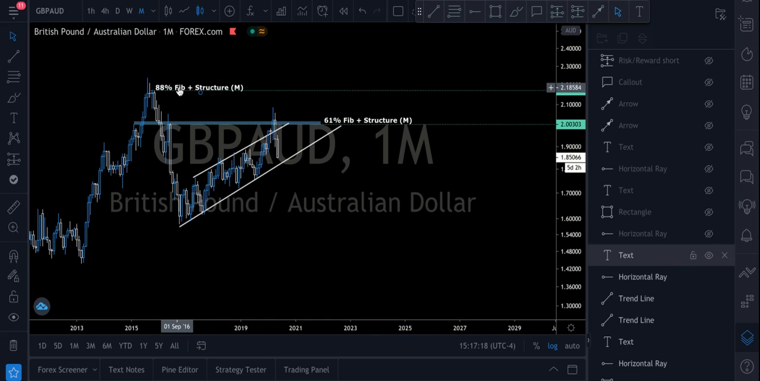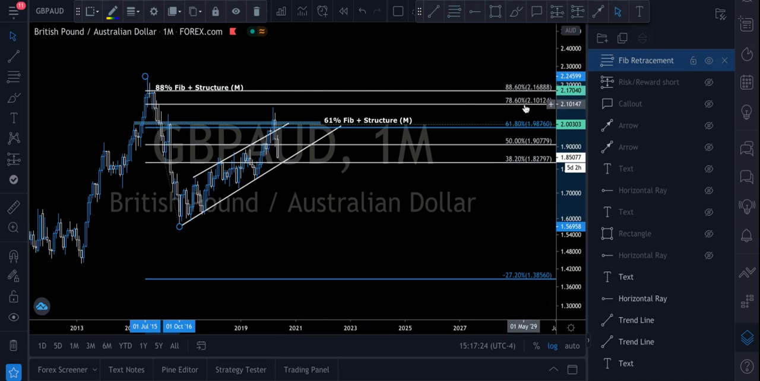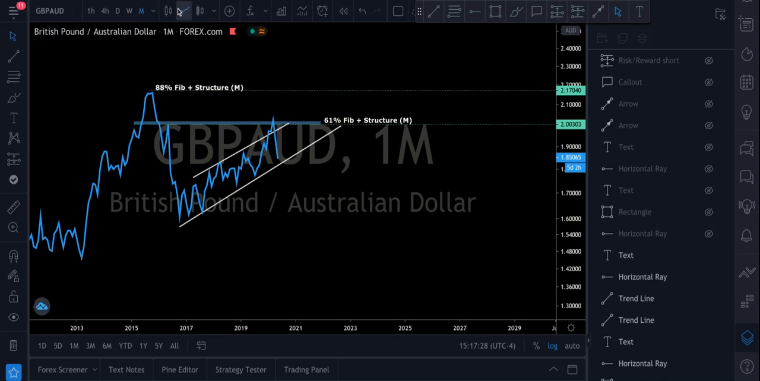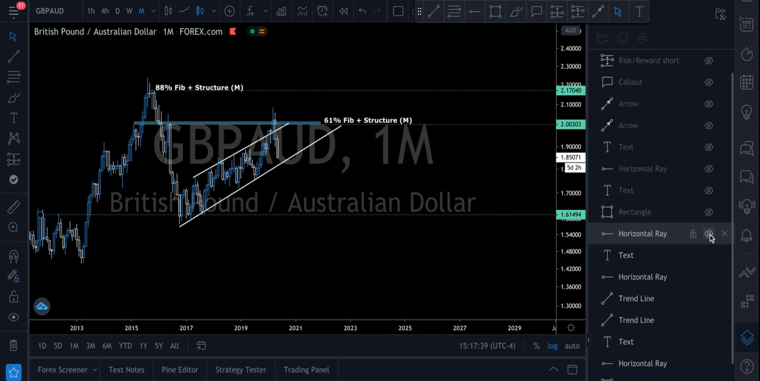You can see this was the 88 fib level plus the monthly structure on the monthly time frame. I'll just show you real quick. It aligns beautifully with the 88 fib level, and as you can see, this was the closing of this monthly leg as well. So that's why we decided to use this as a reference point for our TP, assuming price did continue on this breakout. And that's exactly what we had talked about.